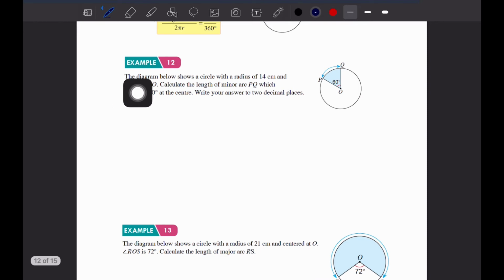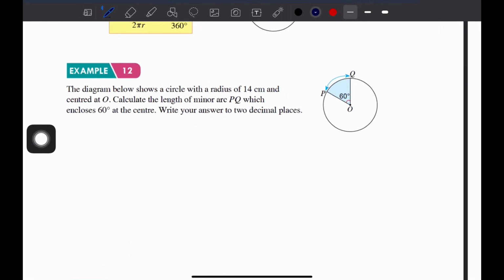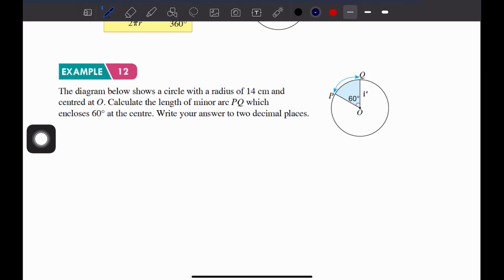The diagram below shows a circle with radius 14 and center O. Calculate the length of minor arc PQ, minor meaning the small one, which encloses 60 degrees at the center. Write your answer to 2 decimal places. So this question asks you to find the length of minor arc.